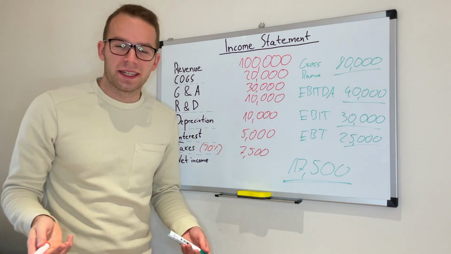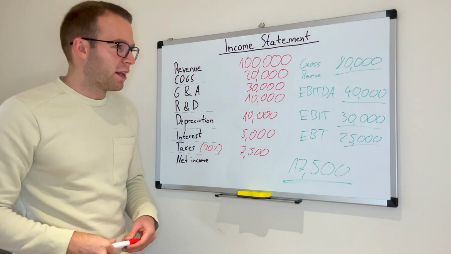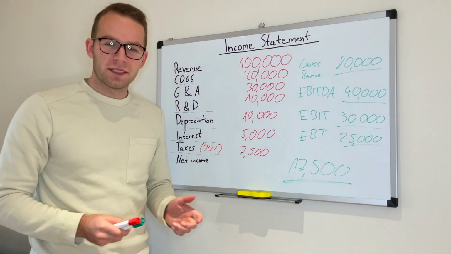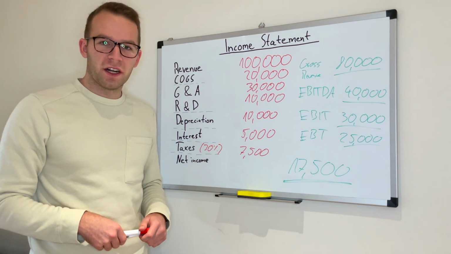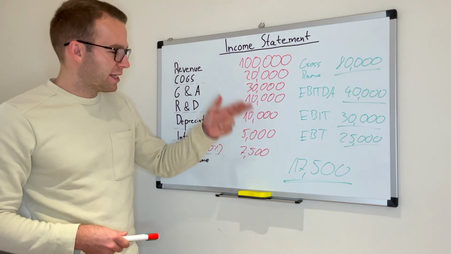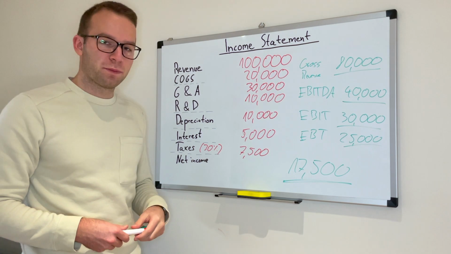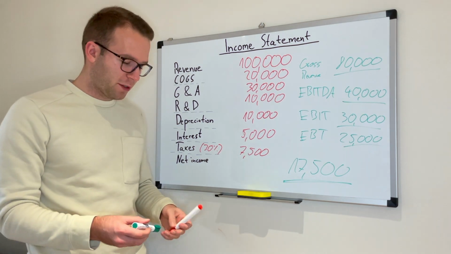So what is the net income telling us in this case? Well, first of all, the company generated a profit. That's good. We can also calculate the profit margin, which in our case is 17,500 over 100,000. So the profit margin was 17.5%.